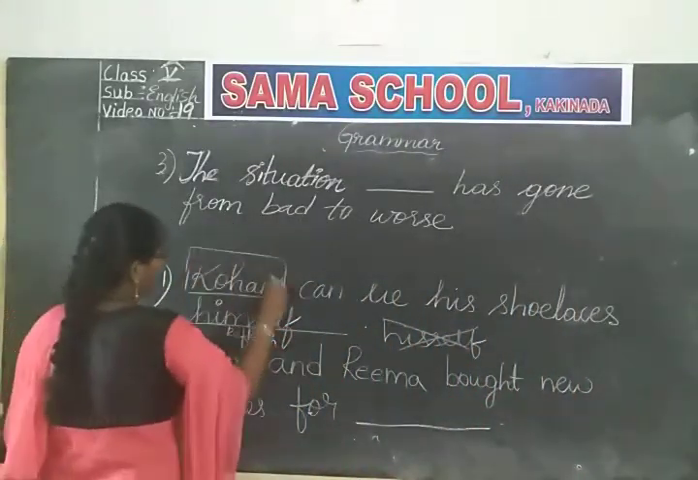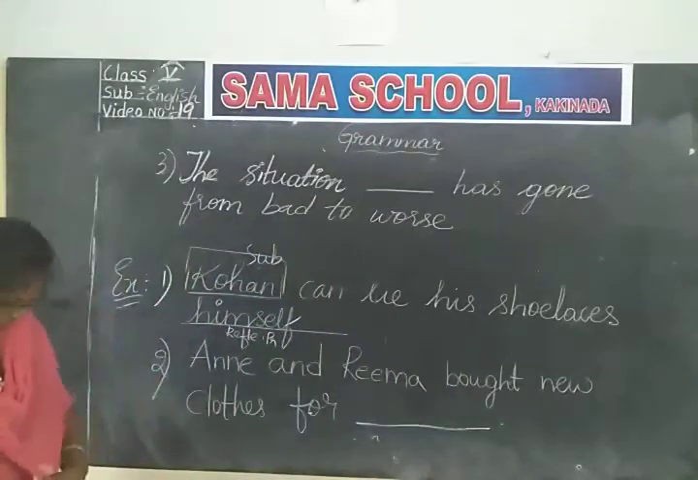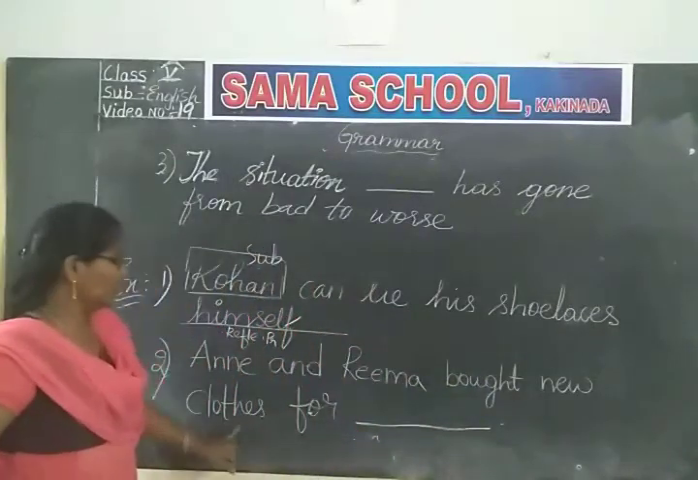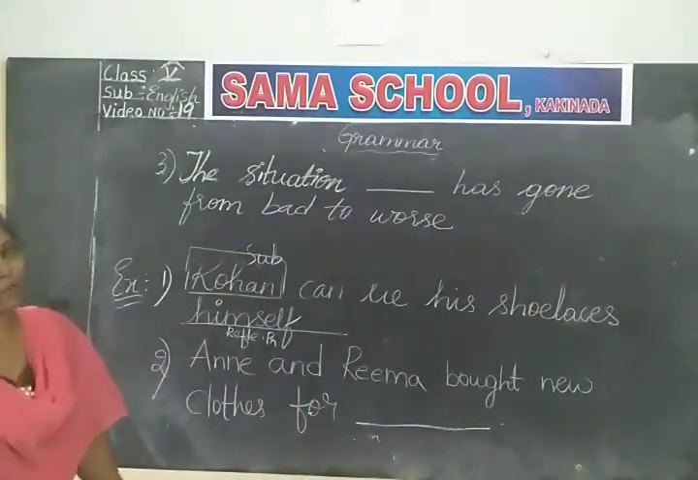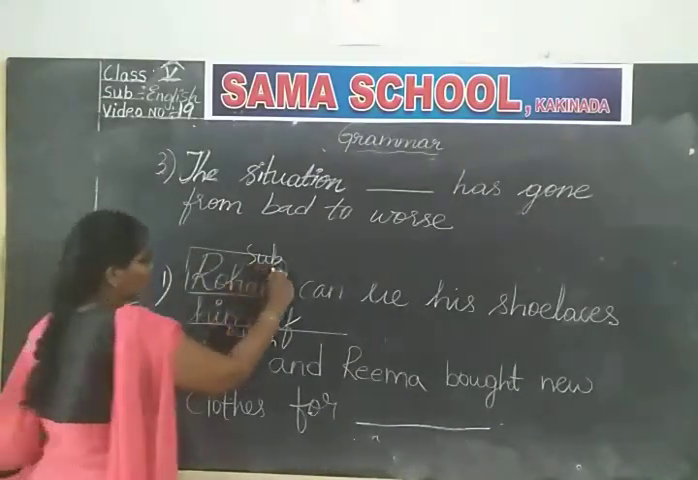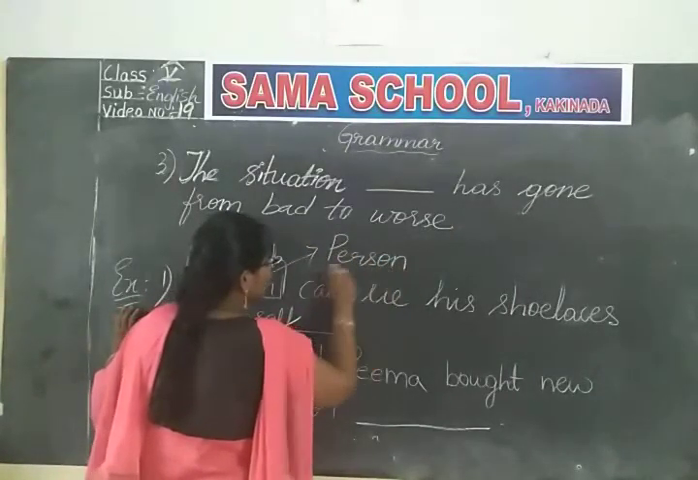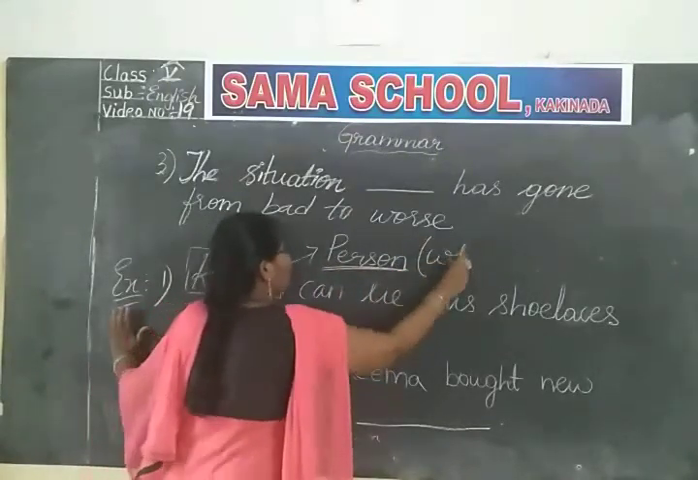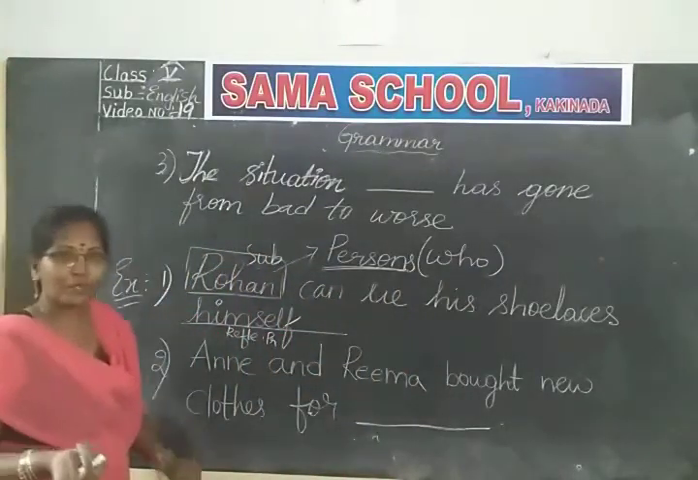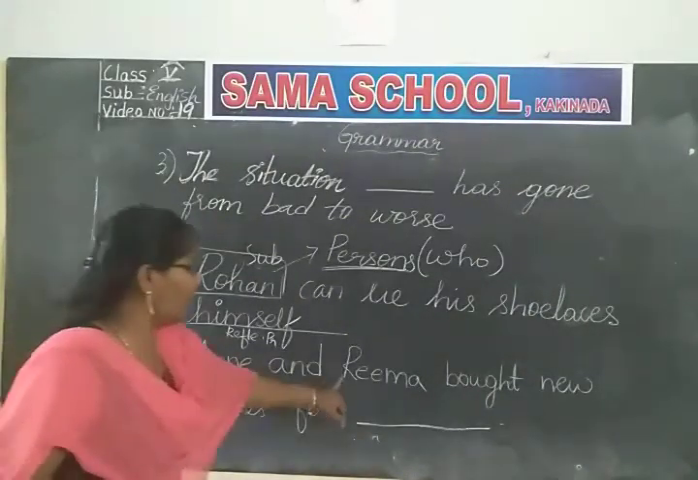So here Rohan is the subject. Second blank. Let us look at this one. Annie and Rima bought new clothes for dash. Here also again the question comes like this: who? Because mostly for persons, for human beings, we generally use the word who. For things, we use what. Clear, children? So Annie and Rima bought.